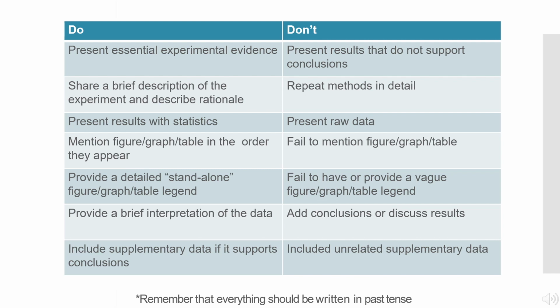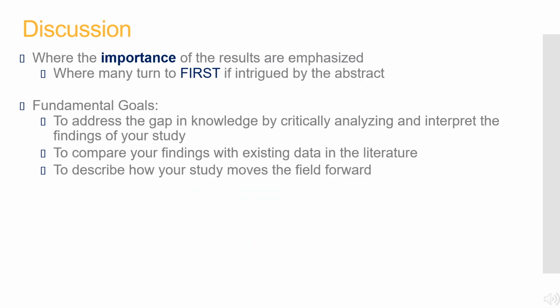You always want to present results with statistics. You also want to mention the figure, graph, or table in the order that they appear in the text. You want to provide a standalone figure, graph, or table for each of the visual aids. You want to provide a brief interpretation of the data, but not add conclusions or discuss results. Also, if you want to include supplementary data, do so if it supports your conclusions, but do not include unrelated supplementary data.